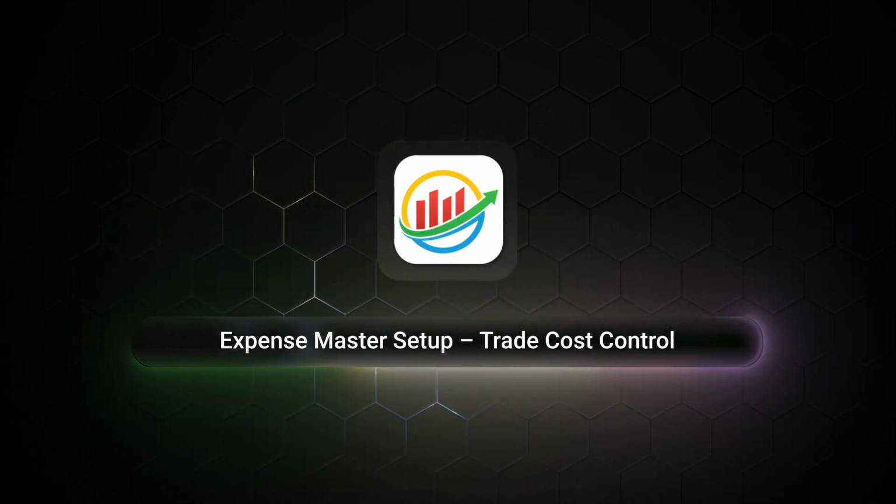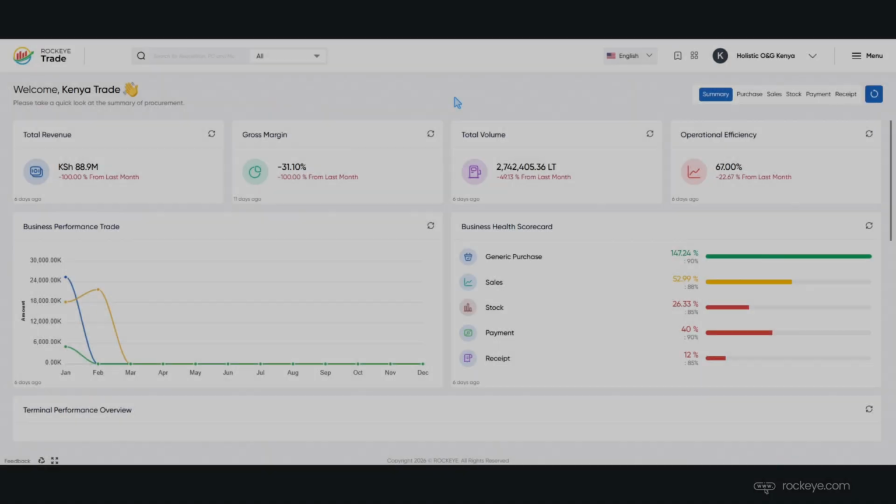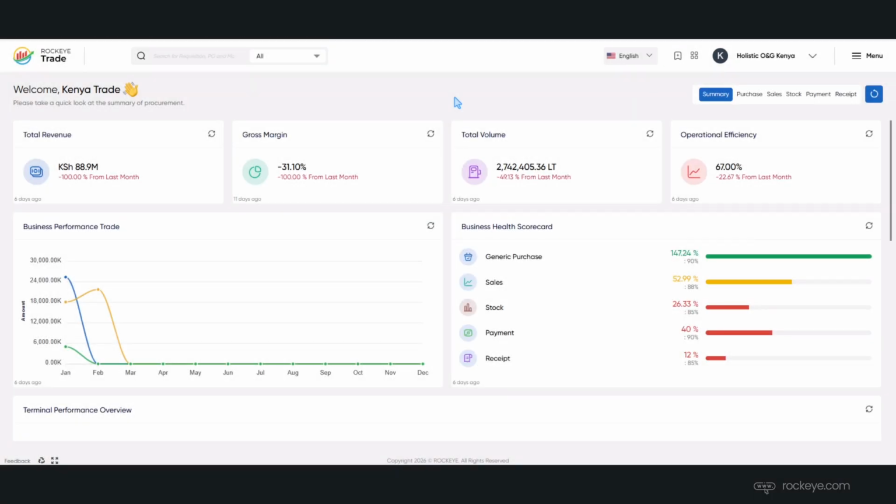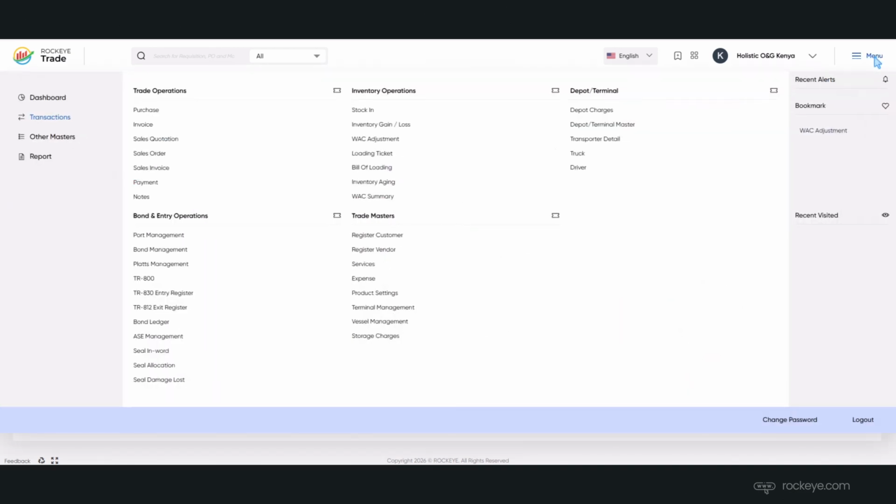Configure expenses with tax rules and ledger mapping. Expense management begins in the Trade module to track operational costs against business revenue. The Trade Masters section centralizes secondary cost definitions for consistent financial reporting.